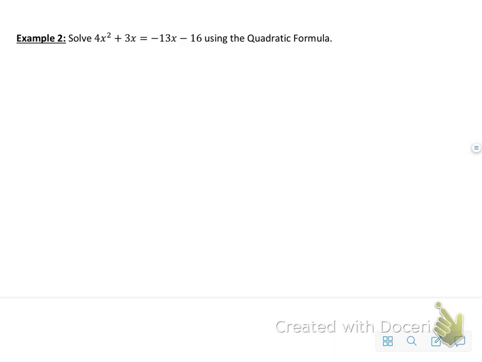Okay, well, to get rid of a negative 13x, you add 13x. So we add 13x to both sides. And to get rid of a negative 16, you add 16. So we will also add 16 to both sides, so that this now equals 0. We have 4x squared plus 16x plus 16. And there you go.